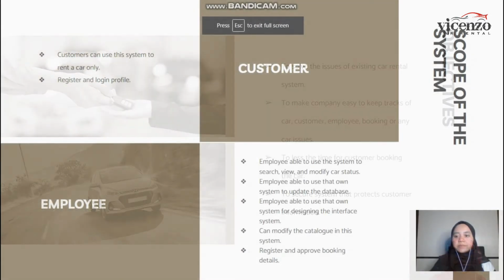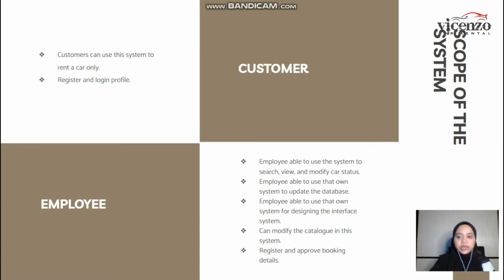Okay, so I will explain the scope of the system. In the scope of the system we have two users, customer and employee. Customer can do two things only. First, customer can use this system to rent a car, and the second one is to log in and register. For the employee, they are able to use the system to view and modify car status, and also to update the database.